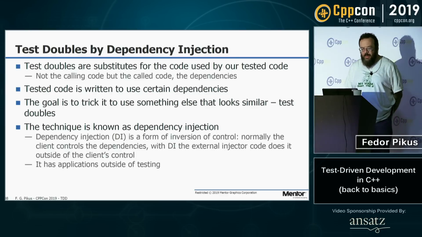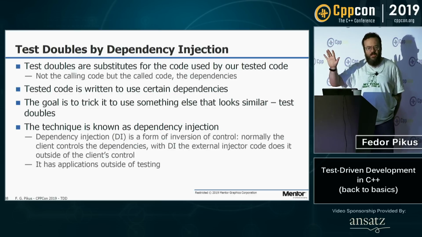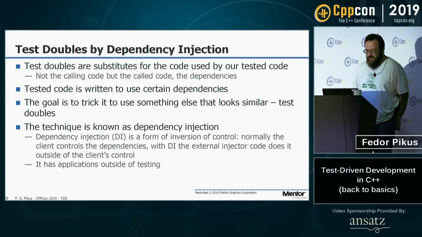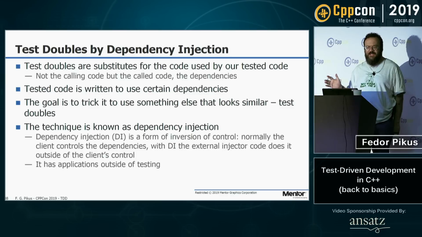So dependency injection. The goal here is to trick your code into using the test double instead of the real code that your testing code depends on. It's actually a particular case of a very general pattern that's called inversion of control. Normally, you have a class, it has data members. The class controls what the data members are, how they're initialized, that's normal control. If you invert that control, if the injector, the outside code, controls what the data members are and how they're initialized, that's inversion of control. More general than just the testing. If you start using it for the testing, you may discover that you actually like this as a design pattern in some cases. You may end up using it for other reasons.